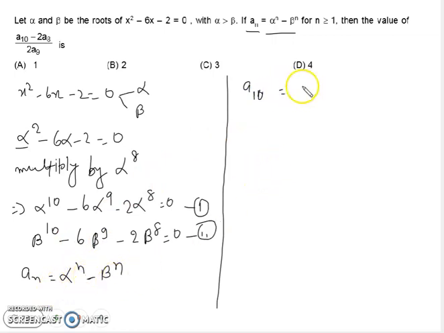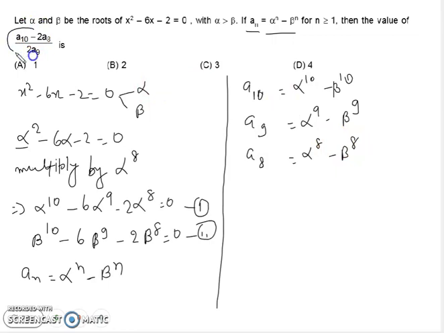Similarly we can write a10 is equal to α^10 − β^10, right? Are you getting my points? And a9 is equal to α^9 − β^9, and a8 is equal to α^8 − β^8, right? Because we have to find the value of a10, a8 and a9, so we have to find these three terms only. And now we are going to subtract, equation first minus second.